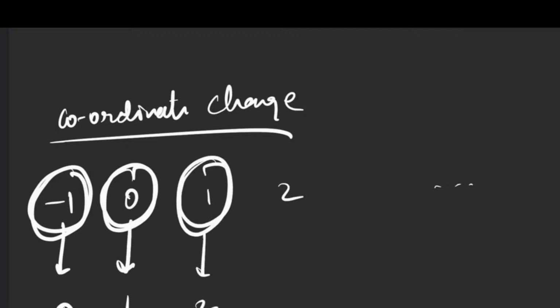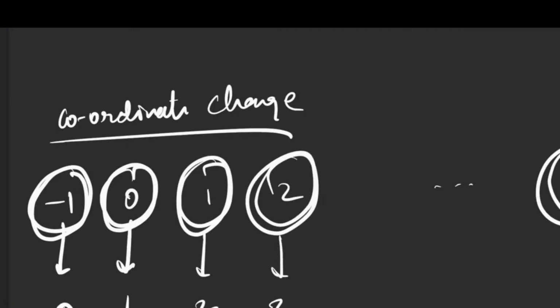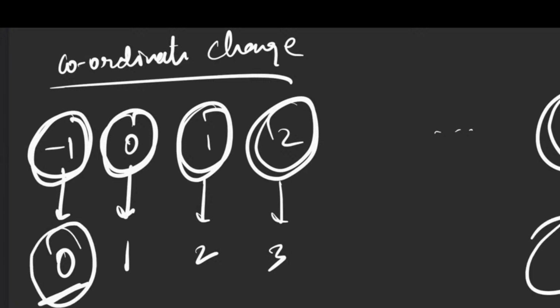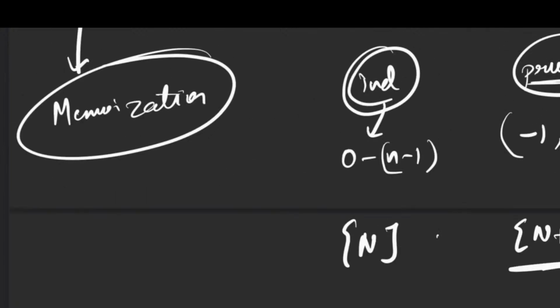Whatever 1 is, I'll store it at 2. Whatever 2 is, I'll store it at 3. Whatever n minus 1 is, I'll store it at n. I do a coordinate shift so that I am allowed to store. Understand, I did a coordinate shift so that I'm allowed to store. Okay, fine. So if I'm doing a coordinate shift, I require from 0 till n, which means if I take n plus 1, that will suffice. That's it. Just do a coordinate change. And you know how to just change it.